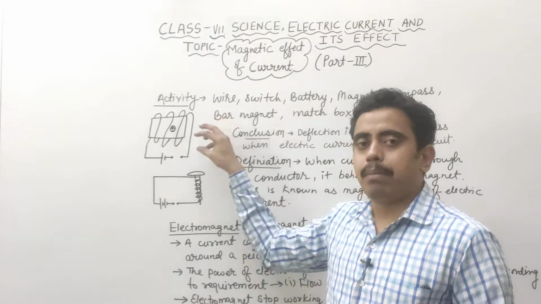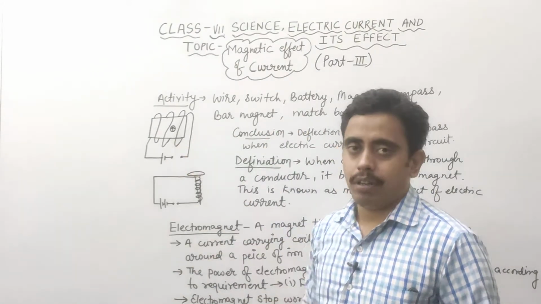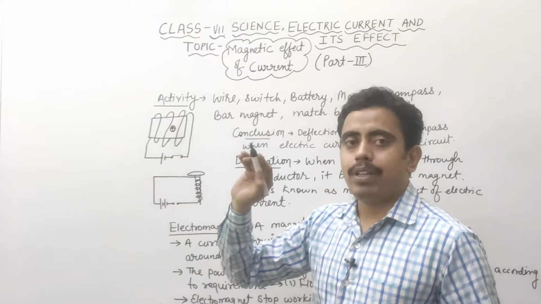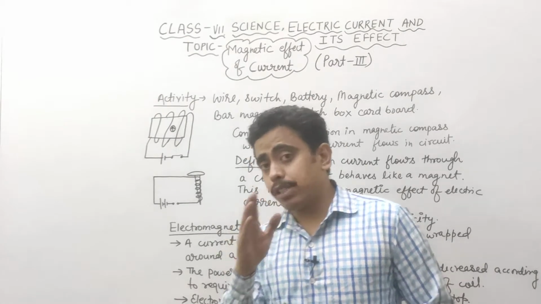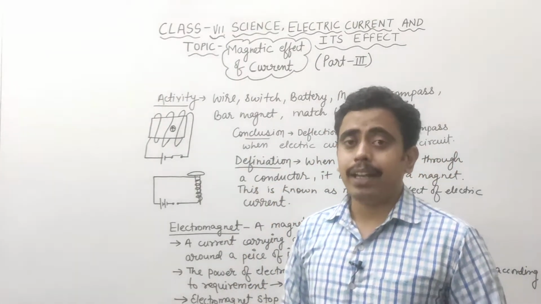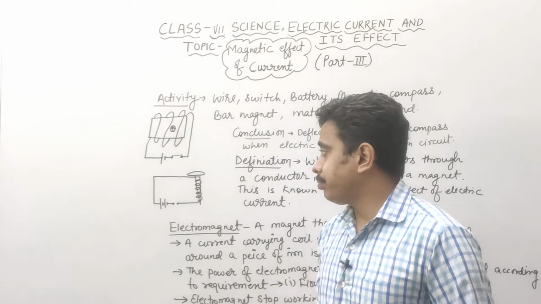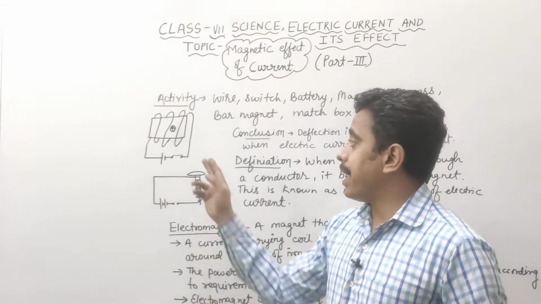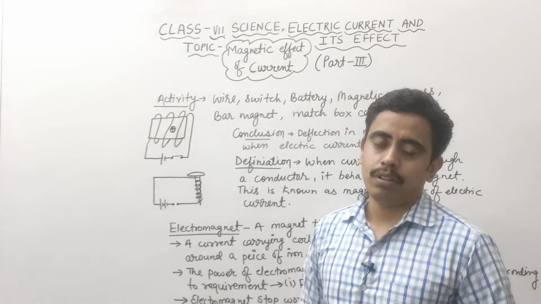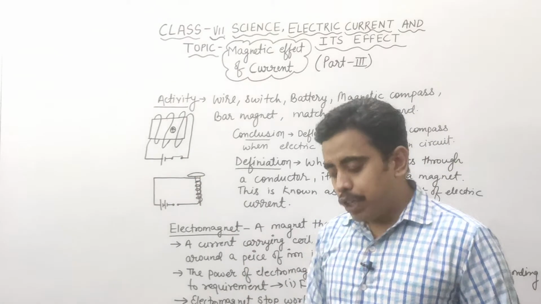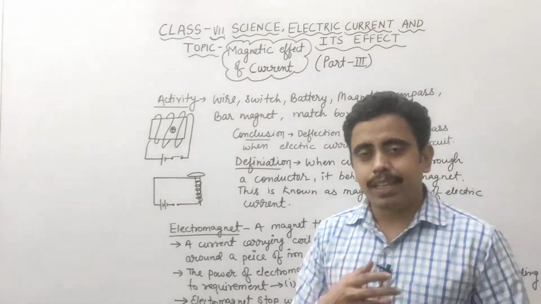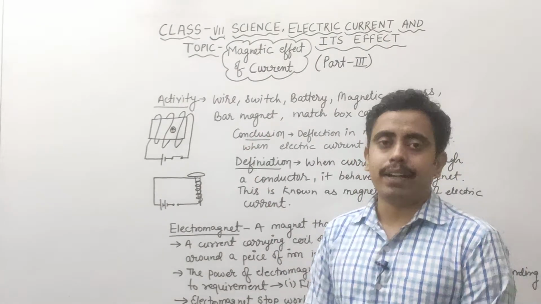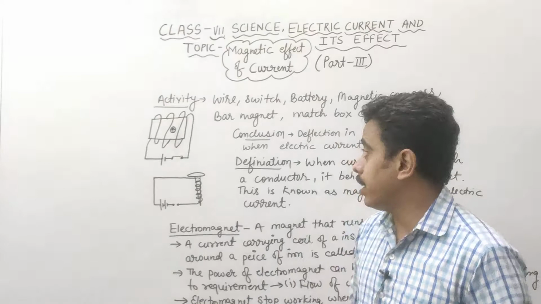Now keep the bar magnet aside and then switch on. How will you switch on? You just have to connect these both points. As you switch it on, the magnetic compass will show the deflection. Now, when you switch it off, again the magnetic compass will show the deflection. This is the activity which was first performed accidentally by a scientist named Oersted, who discovered this effect, that is the magnetic effect of electric current.